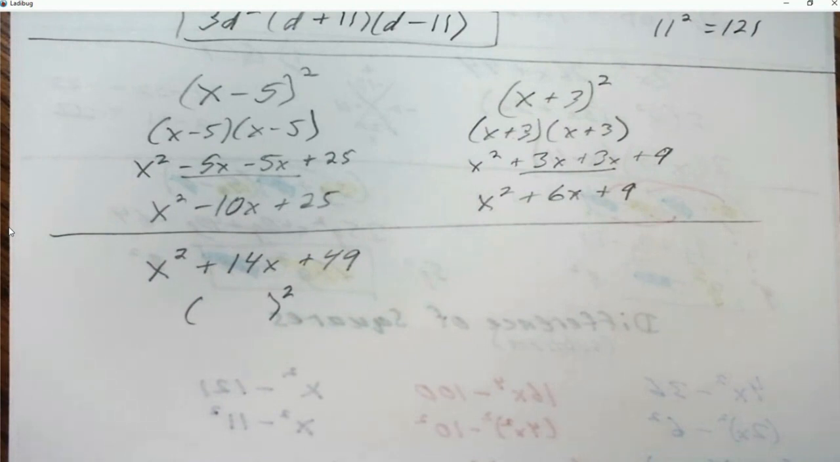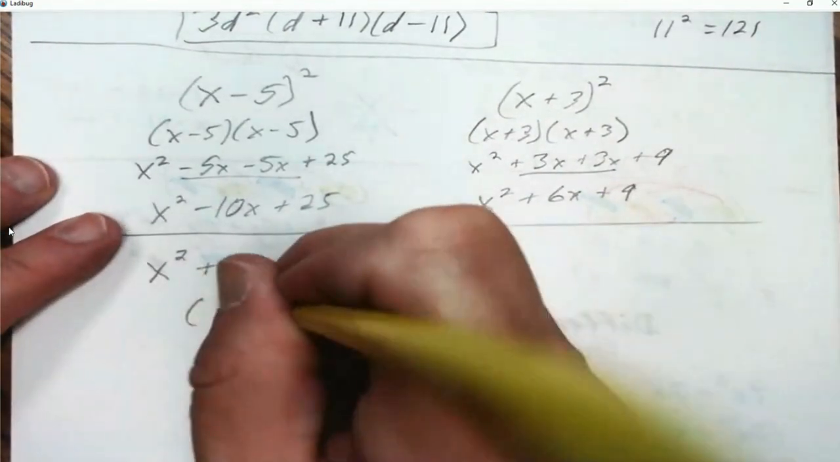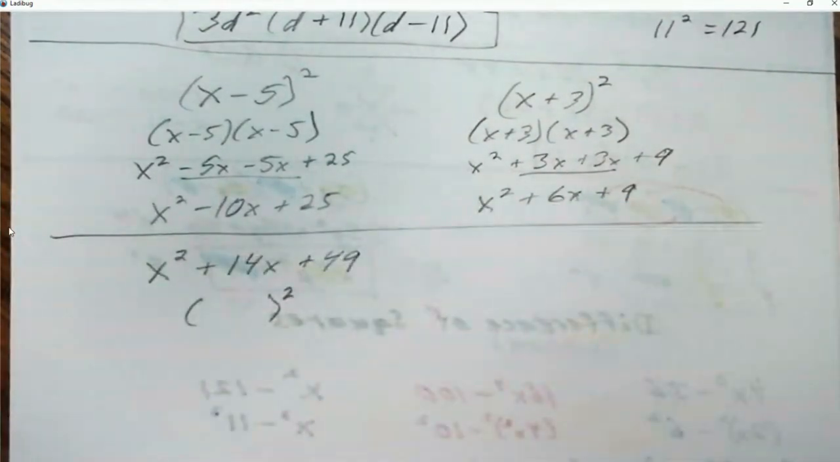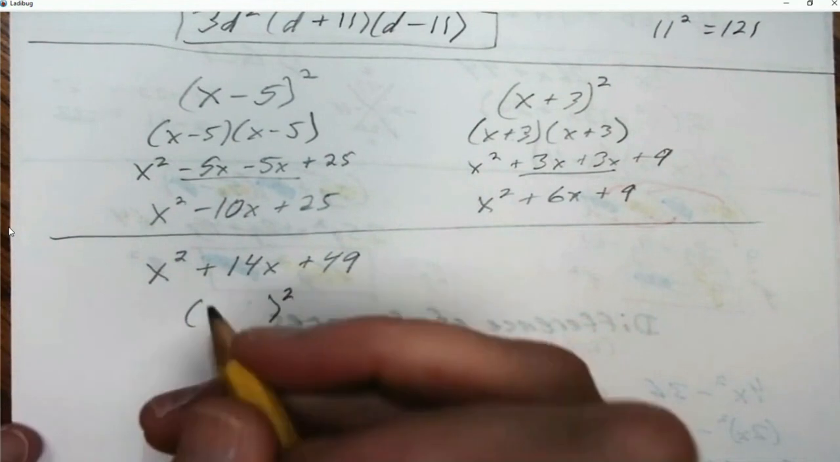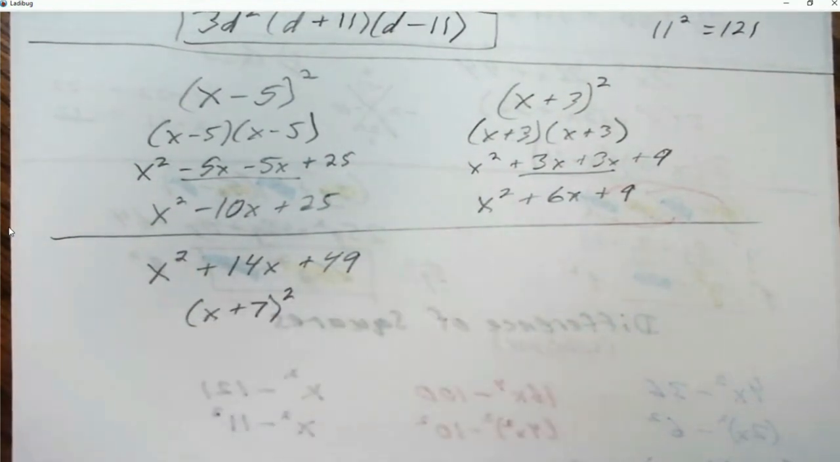John says 7. Kind of. I mean, we're not just going to put 7. X plus 7, yeah, and that's what Sean meant, I'm pretty sure. X plus 7. How'd you get that?